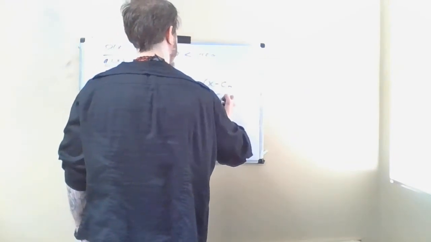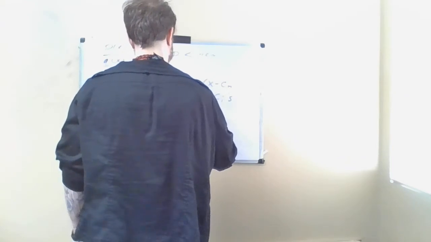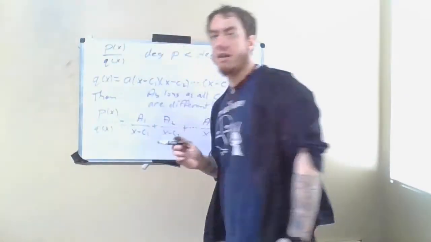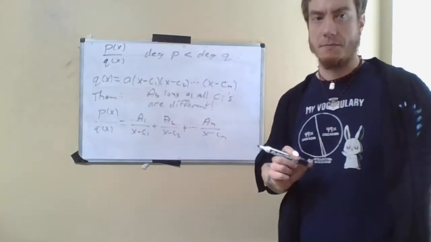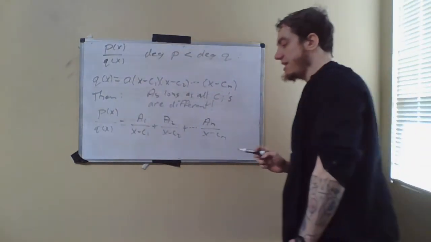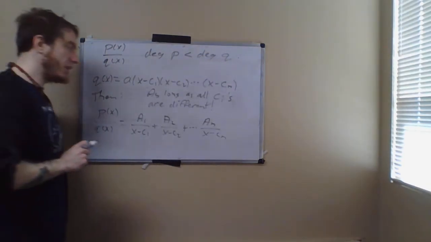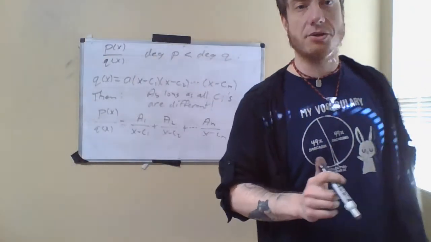So as long as all the c_i's are different. And that's a really important point, that they do have to be different. If you get a repeated factor, then that makes things a little bit more complicated, although it's still not too bad. But we'll deal with what you do if you get a repeated factor later.